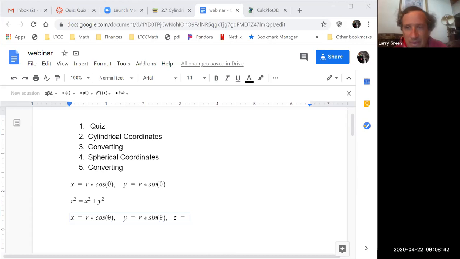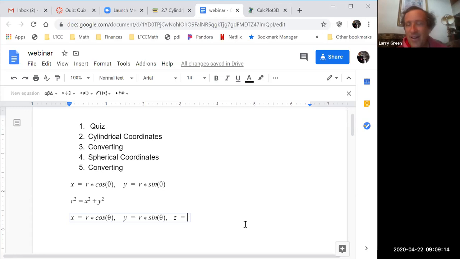Okay, so we need z to be something. What is the easiest thing to let z be, if we were just totally lazy? If you let z be theta, then you only have two variables, and then you're back in 2D. If you let z be r, you still only have two variables and you're back in 2D. We need a third variable. This is 3D, three dimensions.